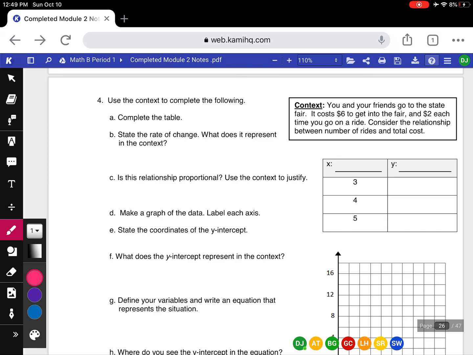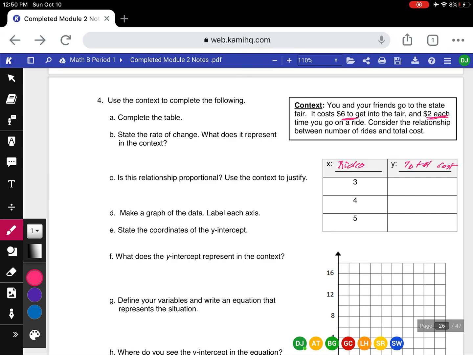Our friends go to the state fair. It costs $6 to go into the fair and $2 for each time you go on a ride. Relationship between the number of rides and the total cost. Well, we can control the amount of rides we go on, and the amount of rides is going to affect the total cost. So there's two things we need to take into account here: $6 to get in and $2 for each ride. So it says take the rate of change.